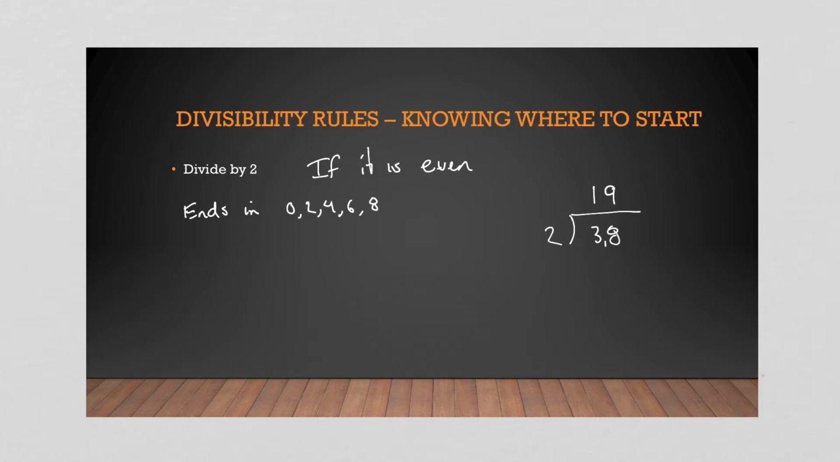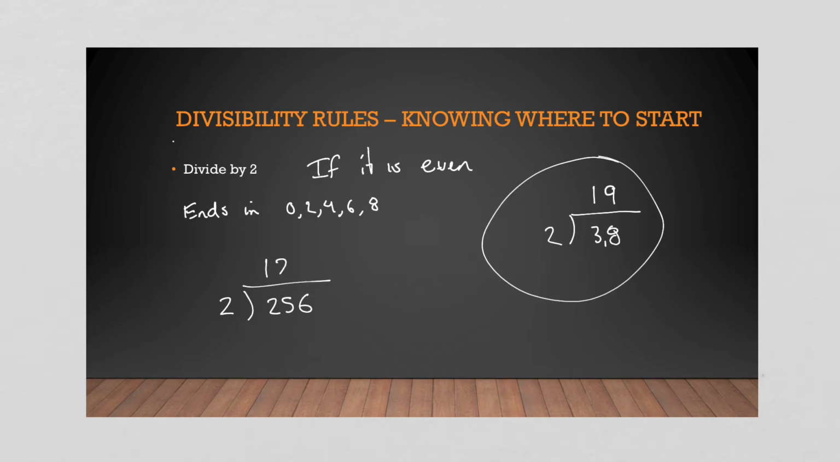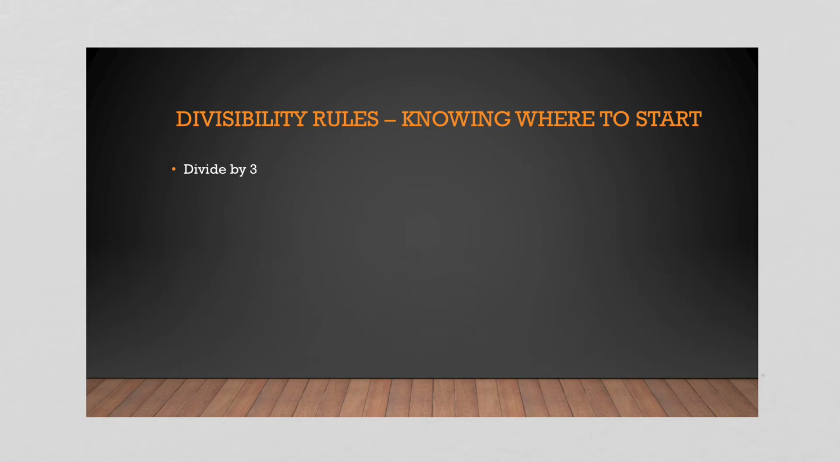Watch the video on division to understand the short division I just did there, but this will focus on divisibility rules. So that's 2. Every even number is divisible by 2. Let's do one more. 256 is divisible by 2, of course, because it's even. 2 goes into 2 once, 2 goes into 5 twice with one remainder, 2 goes into 16 8 times. So as long as the number is even, it can be divided by 2.